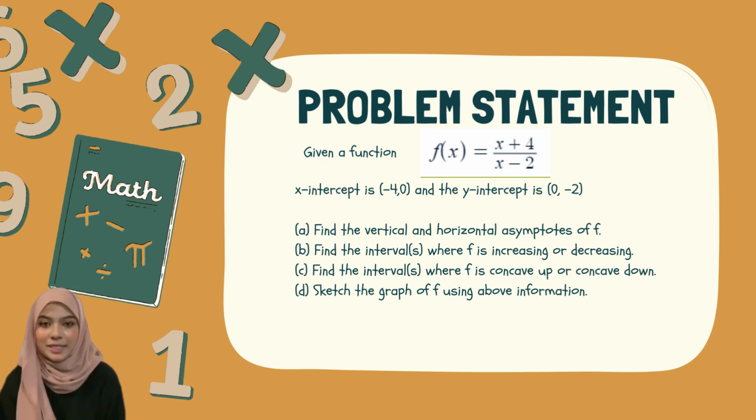This is our problem statement. Given a function f(x) equal to x plus 4 over x minus 2, the x-intercept is negative 4 and 0, and the y-intercept is 0 and negative 2. A. Find the vertical and horizontal asymptote of f. B. Find the interval where f is increasing or decreasing. C. Find the interval where f is concave up or concave down. D. Sketch the graph of f using the above information.